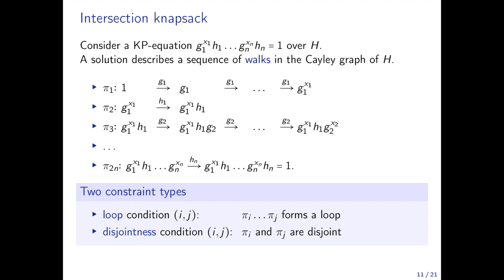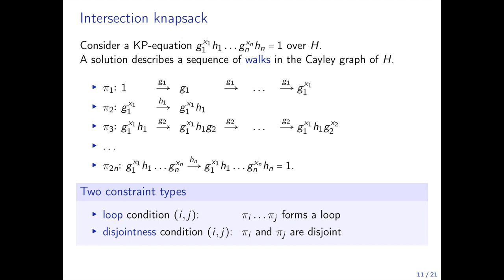Now, intersection knapsack allows us to make certain conditions on these walks. Namely, we have loop conditions and disjointness conditions. Here, a loop condition is a pair i, j, and it says that the walk pi i up to pi j forms a loop. So basically, it says that the point where pi i starts is the same as the point where pi j ends. So we can say that certain points in the knapsack expression must be the same using a loop condition. A disjointness condition is also a pair i, j, and it says that two walks are disjoint. They do not have any common element.